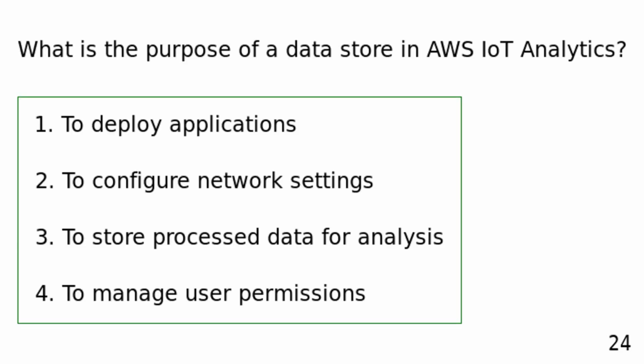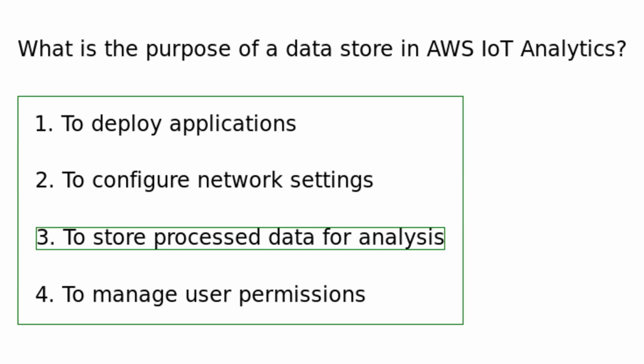What is the purpose of a data store in AWS IoT Analytics? To deploy applications. To configure network settings. To store processed data for analysis. To manage user permissions. A data store in AWS IoT Analytics is used to store processed data for further analysis.